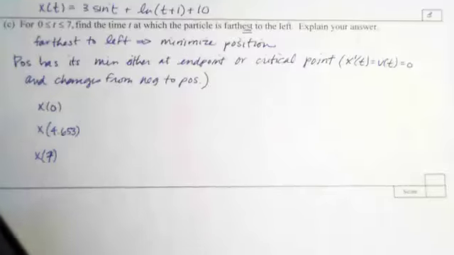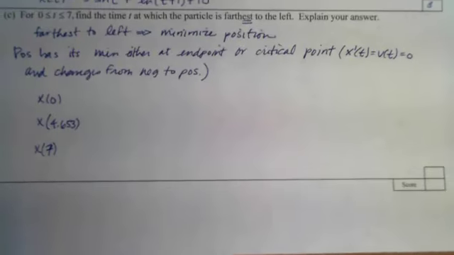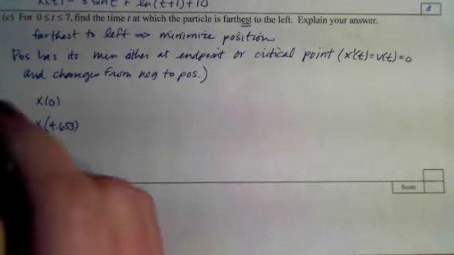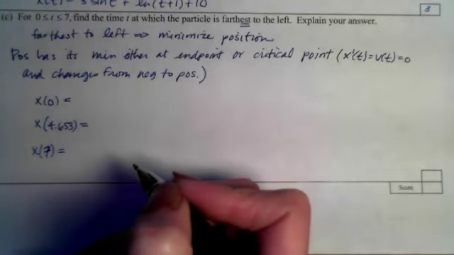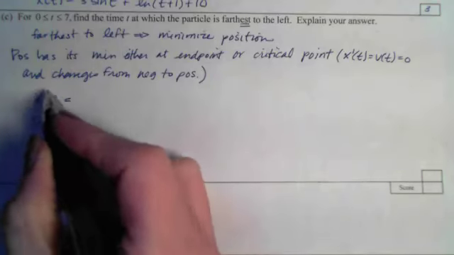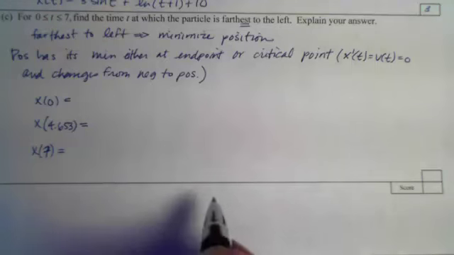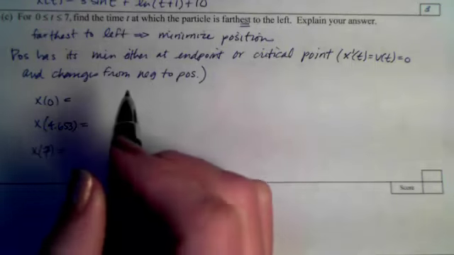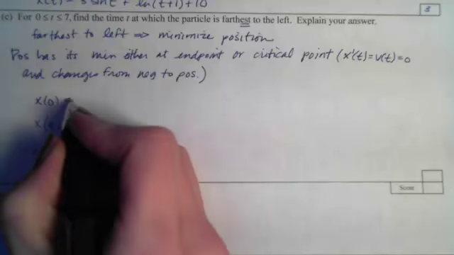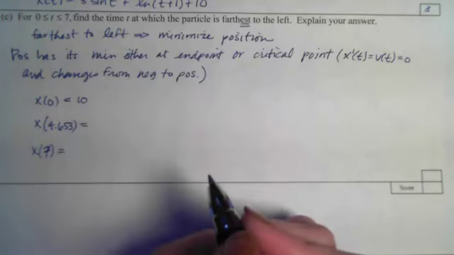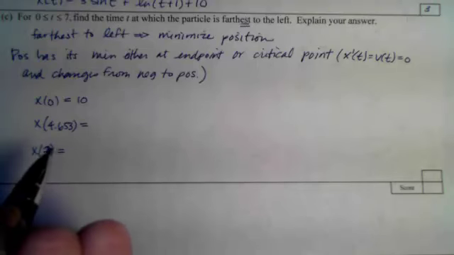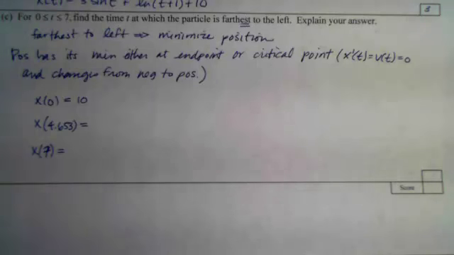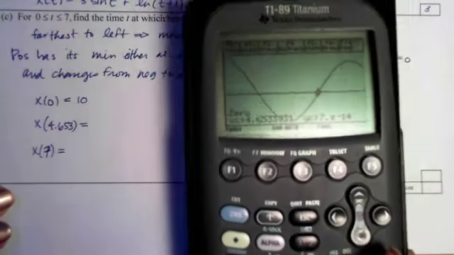So what I'm going to do now, down in part C, is test x of 0, x of that point we just found, and x of 7. And remember that we have our position function stored in y1. We also know from the given information that when we plug 0 in, we got 10 out. So now we're just going to have to plug this into y1, and plug 7 into y1, and then compare to see which one is the largest or smallest.